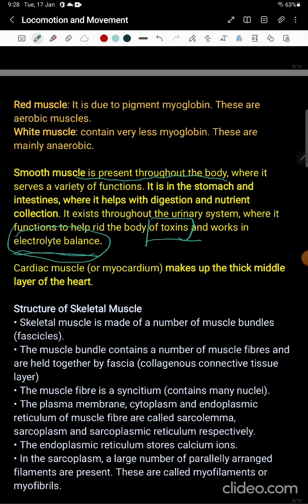Understood? Now the next one is the cardiac muscle, or myocardium. Myo, as in myoglobin, means muscle, so myocardium means the cardiac muscles. It makes up the thick middle layer of the heart, and you already know the function. Only with the help of these muscles does the contraction and expansion of the heart take place.